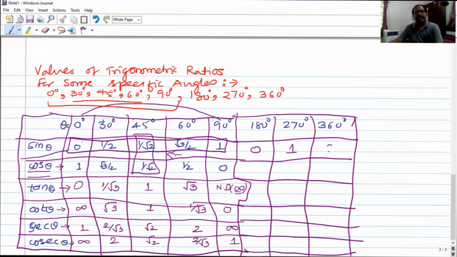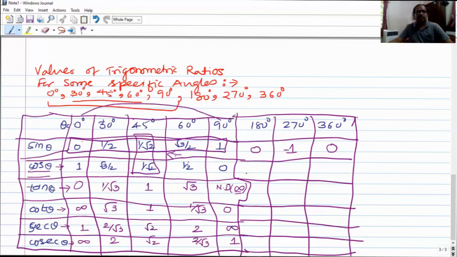So the values of sin theta for the quadrantal angles will be either 0, 1 or minus 1. I am talking about only sine here. What about cosine? The value of sin 270 is minus 1, so it has plus and minus 1 both.